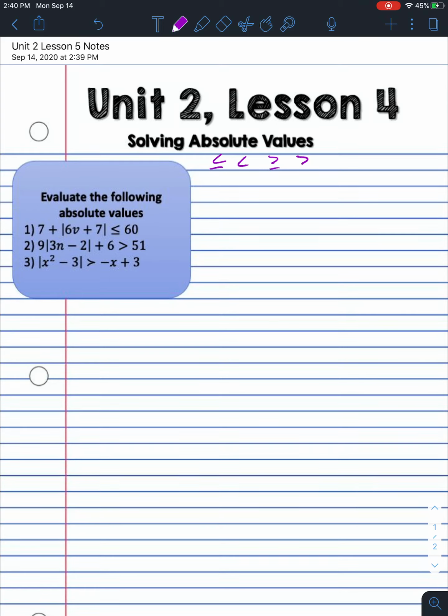The one rule with those is if you multiply or divide by a negative number, you have to switch the symbol. So this is going to affect us now because when we are solving our absolute values, we have to consider that one option is also negative.